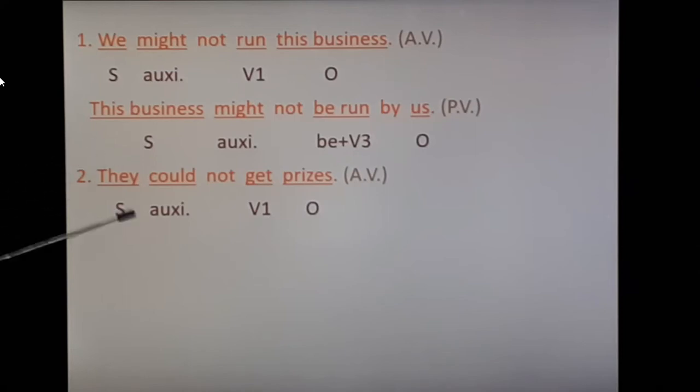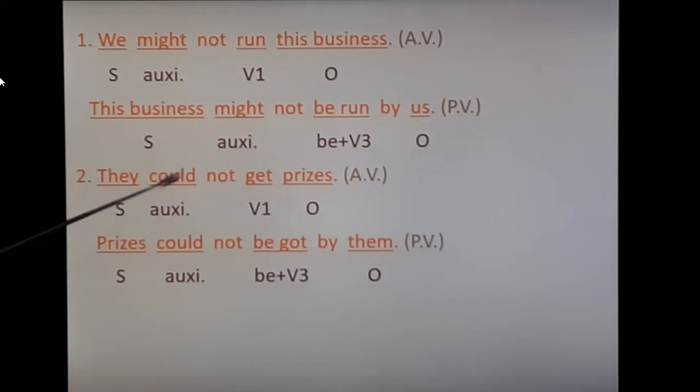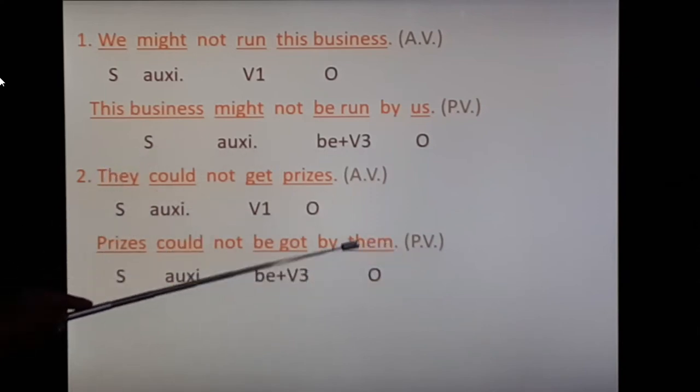Next, they could not get prizes. Active voice. They, subject, could, auxiliary verb, not is given because we are framing a negative sentence. Get, V1 form, and prizes, that is an object. This is active voice. Let's turn this to passive. Prizes will come in the beginning, then could, then not, then add be, then write V3 form. So got, by they becomes them in passive. Them, that is an object. Prizes could not be got by them.